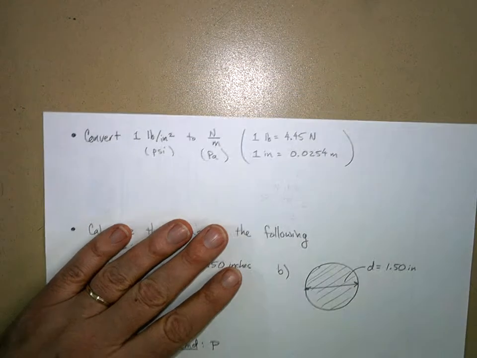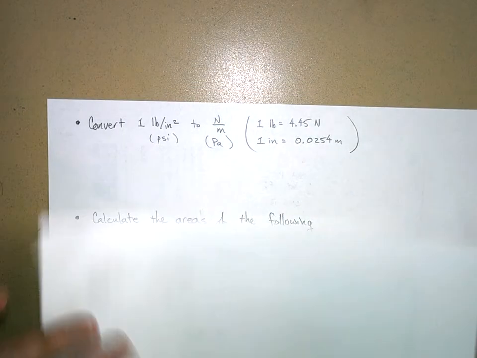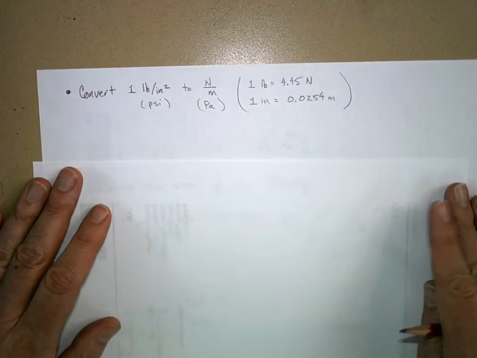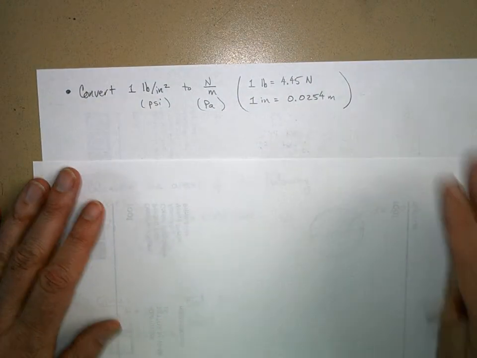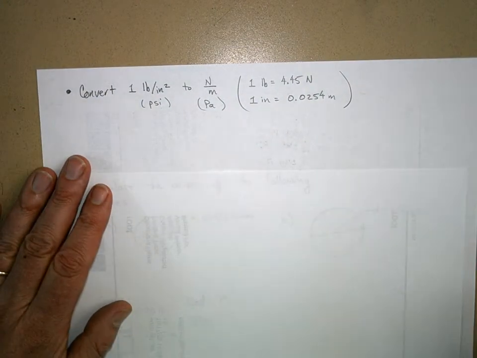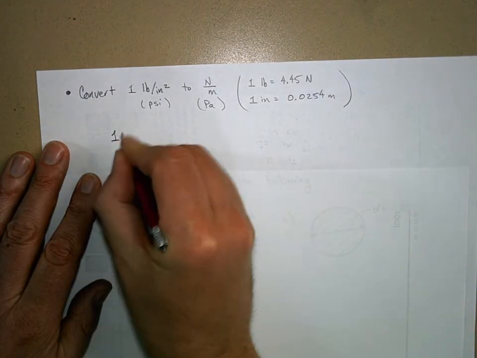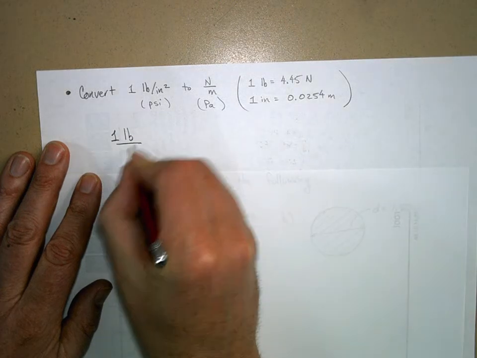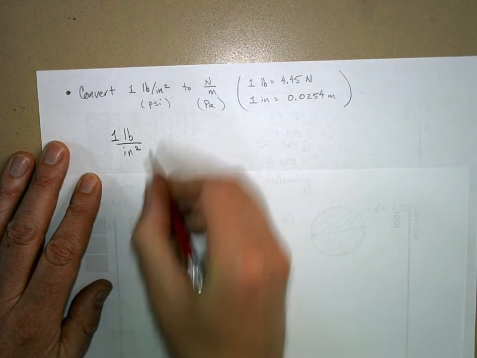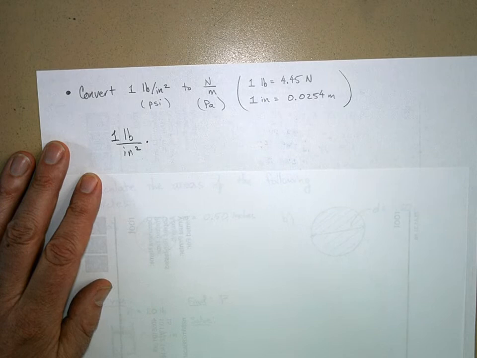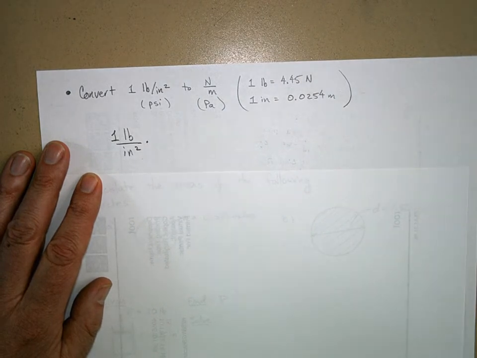I have some problems prepared here for you. And the first one is I want you to convert, if I have 1 pound per square inch, how many pascals is that? So let's set it up. 1 pound per inch squared. Okay, now what I want you to do is convert this to newtons per meter or pascals and figure out the value of that.